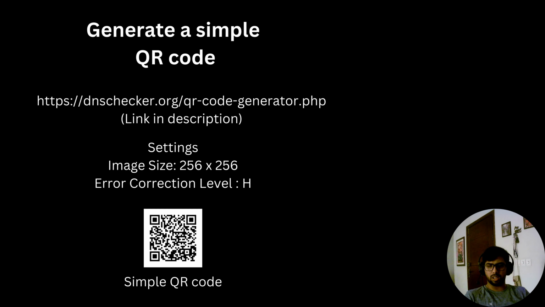First, you have to create a simple QR code. You can do this for free using this website. When making the QR code, you should set error correction level H and image size 250 by 250. You can put any info you want in your QR code, like your contact, website, or name. So once your QR code is ready, we proceed to the next step.